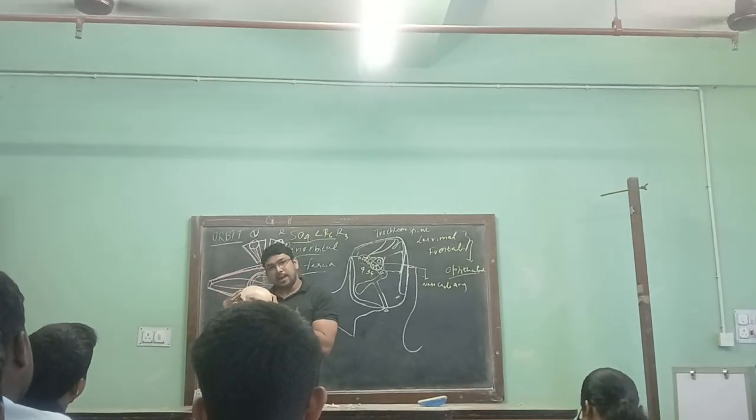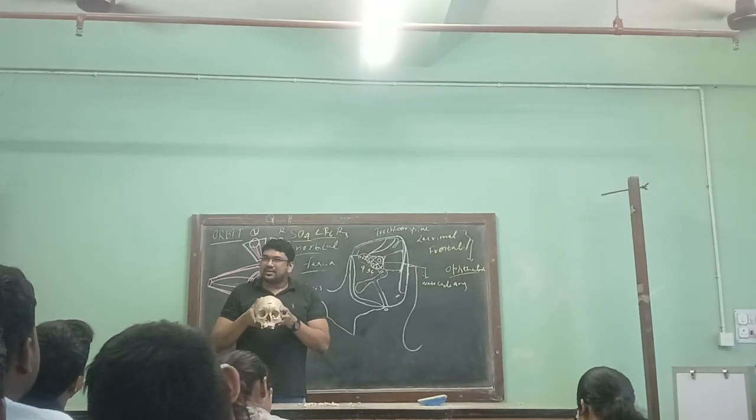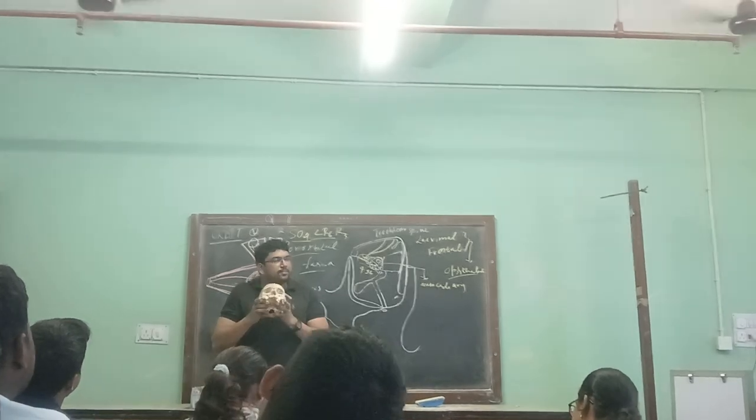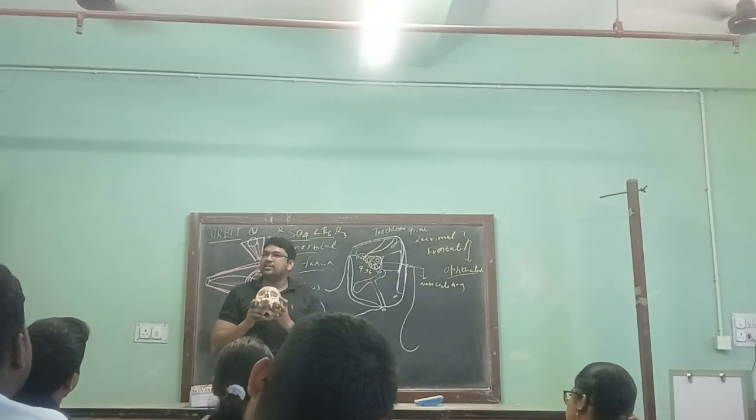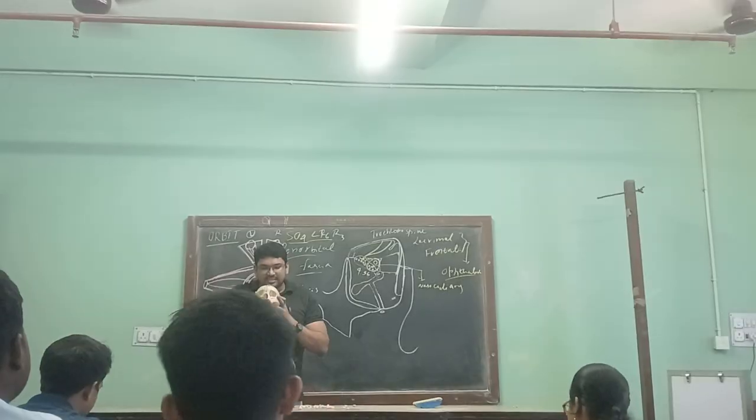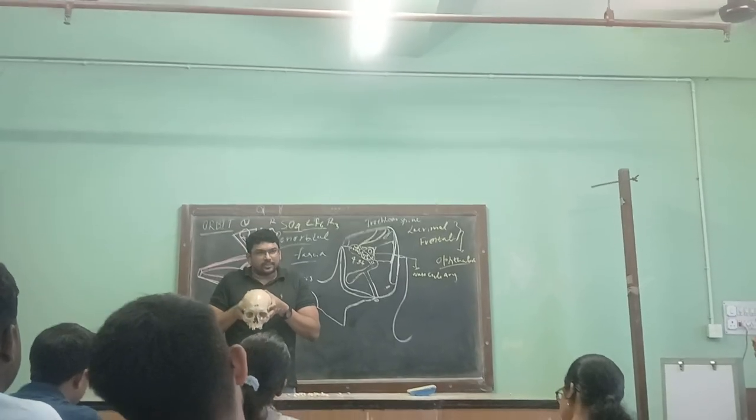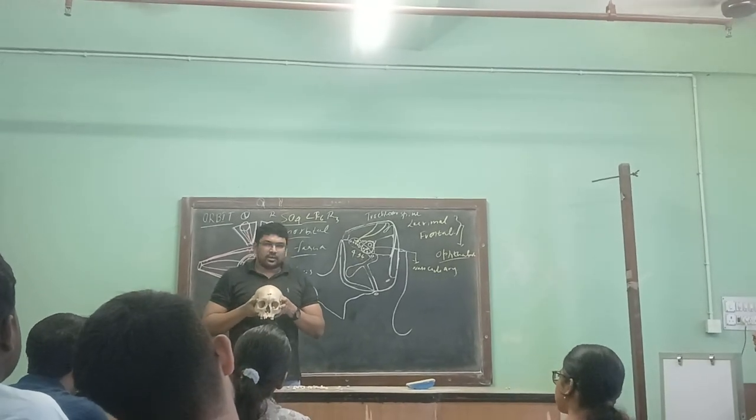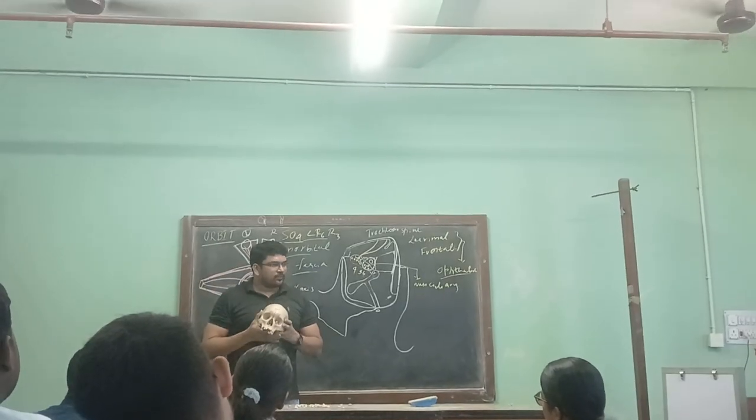This movement is the abduction over here. Not only that, the cornea will be moving above and below also. So this is called elevation of the eyeball, and this is called the depression of the eyeball over here. Okay. There is one more movement, other movements are torsion.